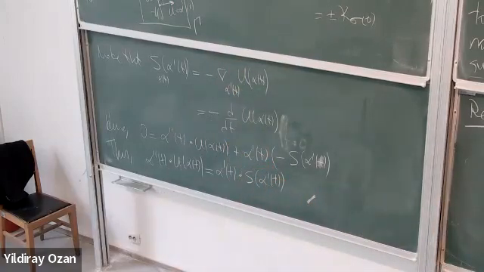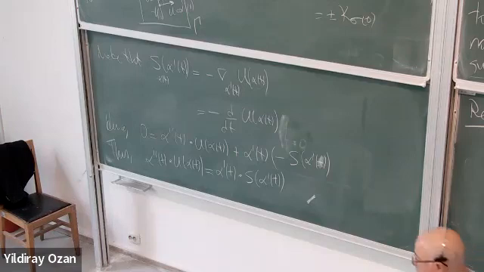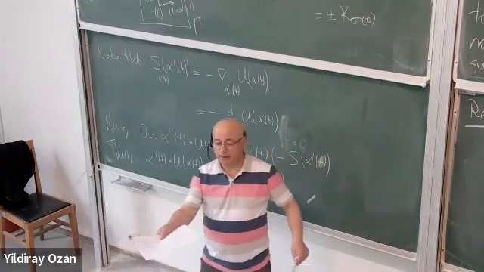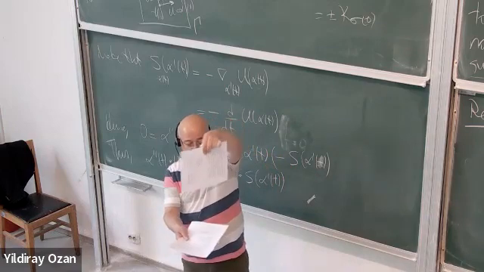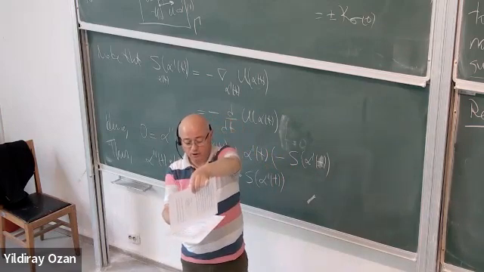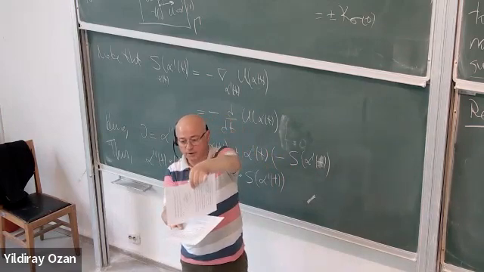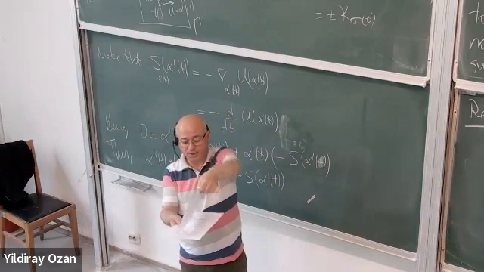But note that this plane is not an arbitrary plane. It should contain also the normal vector of the surface. So it should be perpendicular to the tangent space. And if this is your tangent space, then this plane gamma should intersect it vertically. Okay, it's something like this. It cannot be like this.